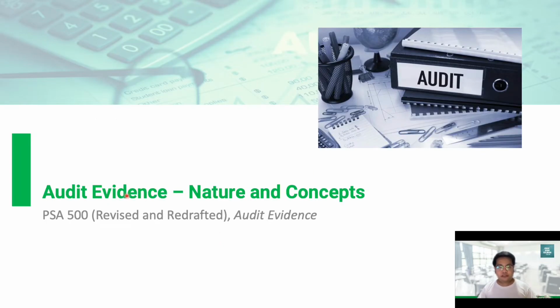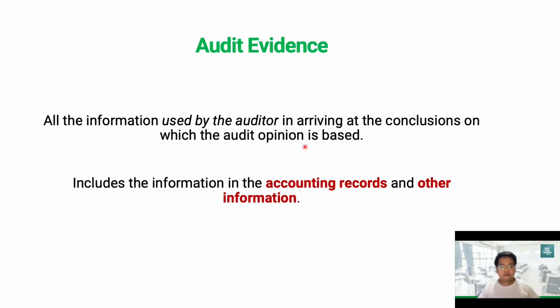So number one, we have audit evidence, nature, and concepts. For this subtopic, our reference will be PSA 500 under audit evidence. First, we have audit evidence. According to PSA 500, when we say audit evidence, it includes all the information used by the auditor in arriving at the conclusions on which we base our audit opinion.